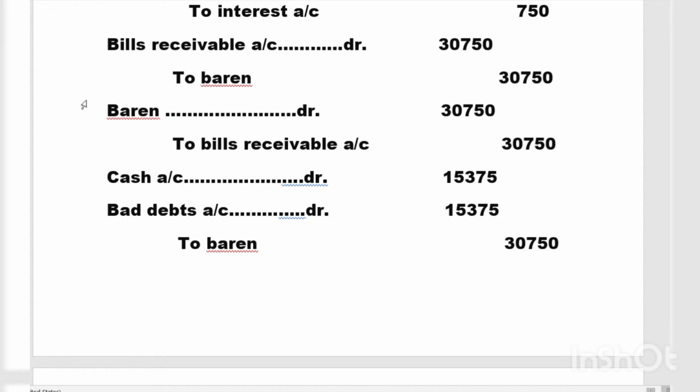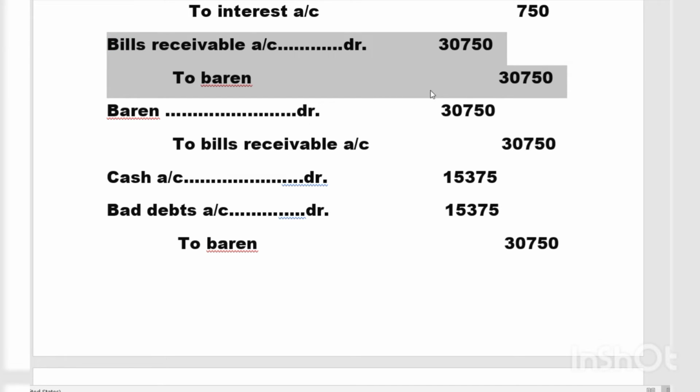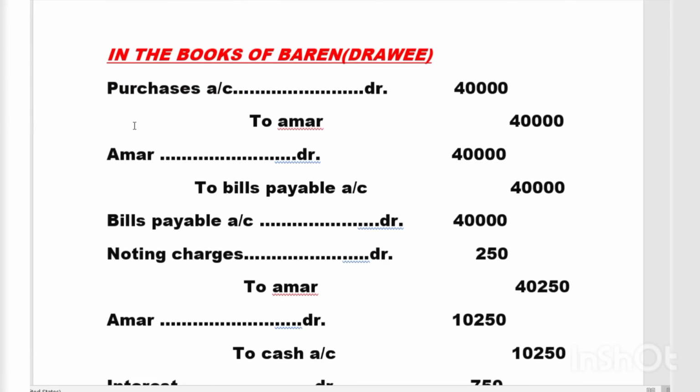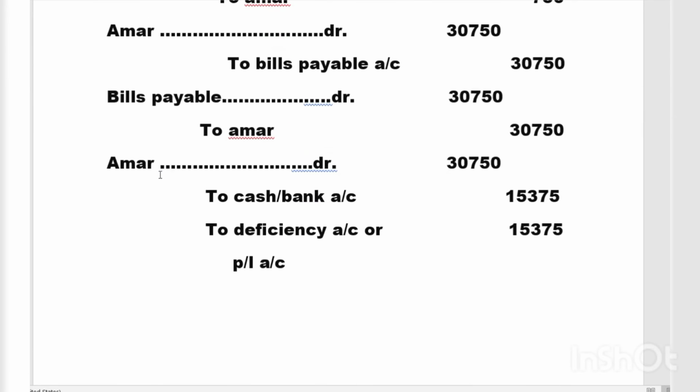So when Amar is receiving the bill, means getting acceptance from Biren, what is the entry for that? I have said in the beginning, for drawing a bill, no entry is passed. When the bill is accepted by the drawee and sent back to the drawer, for that there is an entry. What is the entry? Bills receivable account debit to Biren. You are getting a fresh bill accepted by Biren. The bills receivable account debit, 30,750 is the amount. From whom are you getting the bill? To Biren. And in the books of drawee, the entry is Amar account debit to bills payable account. Amar is getting the fresh bill, so Amar account debit to bills payable account.